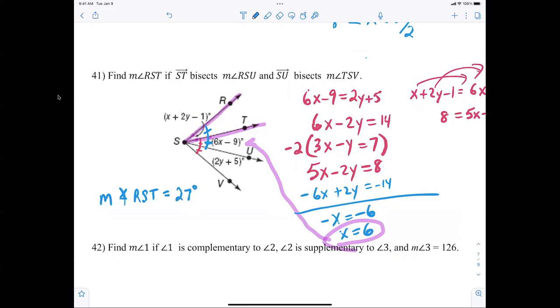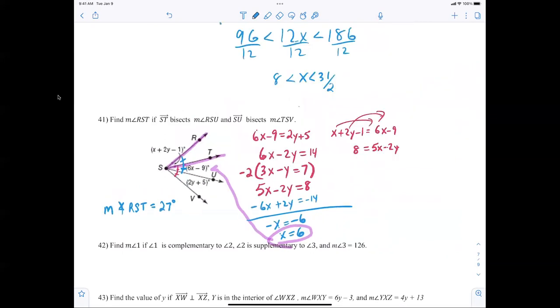All right, that was a hard one. Make sure you know that. Expect you to know how to do systems of equations. I'm expecting you to know how to do inequalities, all that good stuff from last year.